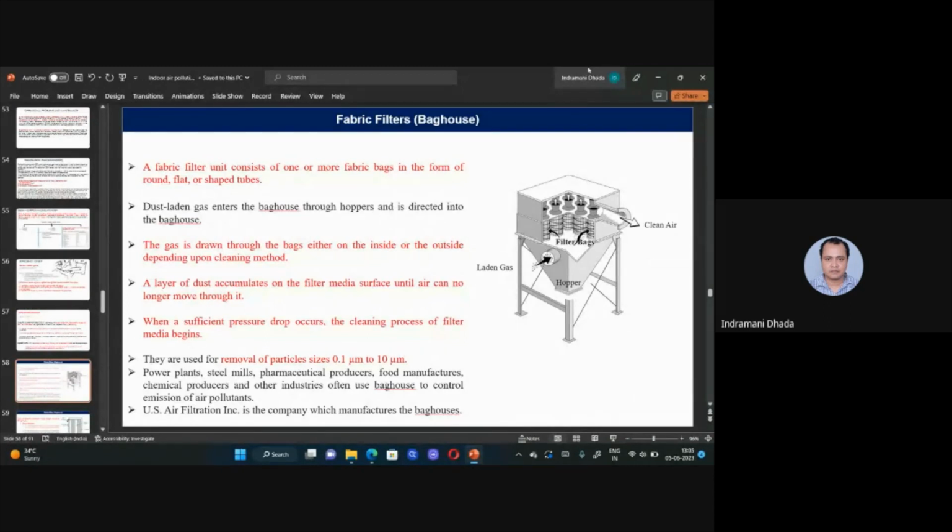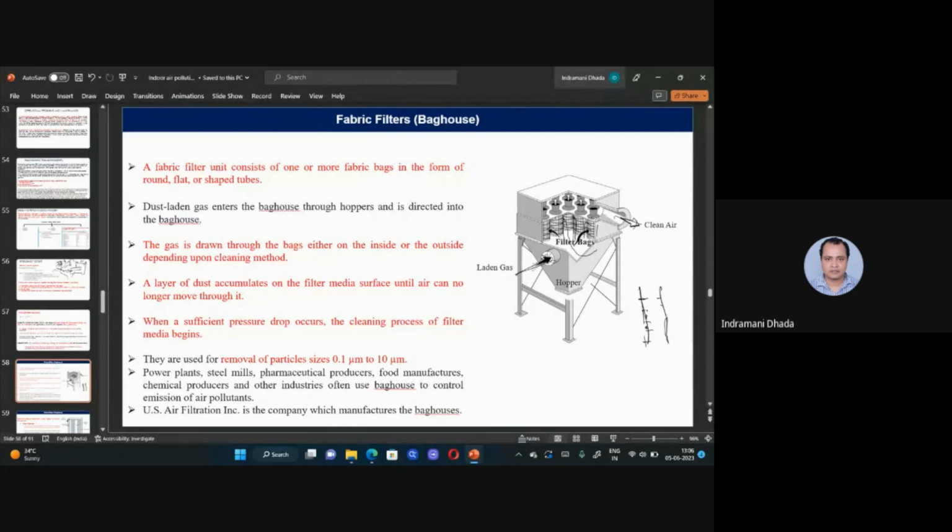Then coming to fabric filters. Suppose this is a fabric filter, and each one is a fabric filter unit. You are supplying dirty air from one side, and on the other side the clean air is removed, and the particles are trapped in the fabric. The fabric has a certain holding capacity, beyond which the pressure drop will be more.